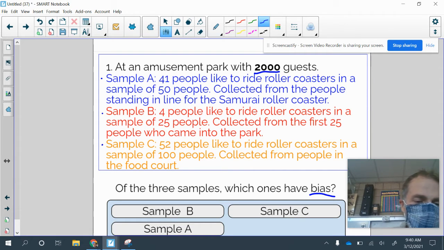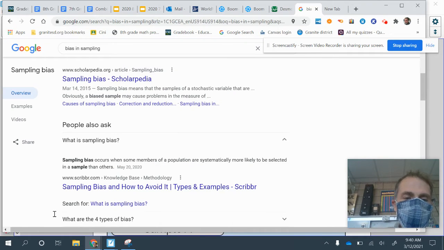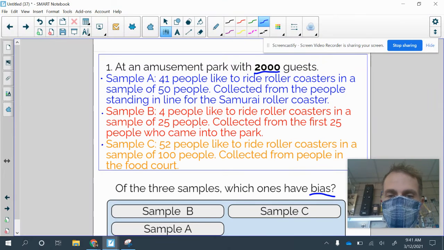What is bias? Well, here's a definition of bias right here. Sampling bias occurs when some members of a population are systematically more likely to be selected in a sample than others. So when you do sampling, you try to not have bias at all. It's very, very difficult, though, to get rid of bias in sampling. So let's see which of these samples had the most bias, because they all have a titch, actually.